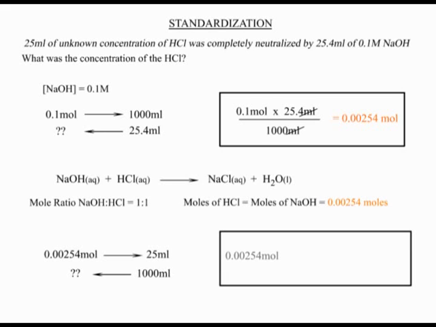We have 0.00254 moles times 1000 ml over 25 ml. The mls cancel out and we get approximately 0.1 moles. And because these 0.1 moles are in 1000 ml or 1 liter, this is called molarity. And so the concentration of hydrochloric acid was 0.1 molar.